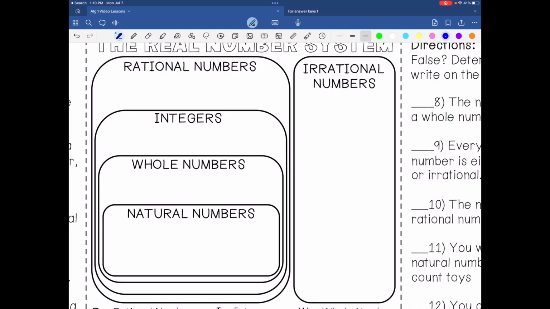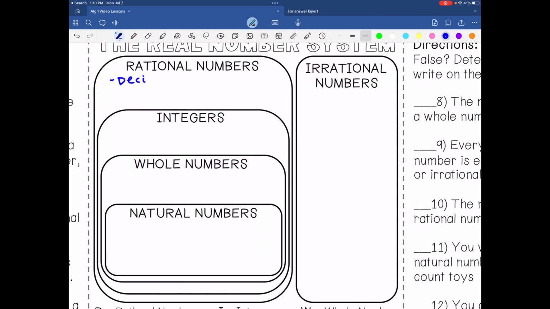So rational numbers, I'm going to write some notes and you can copy them in. Rational numbers are numbers that can be written as decimals that end. This is very important. They can be written as fractions. And rational numbers are positive and negative. Okay, so that's what a rational number is.